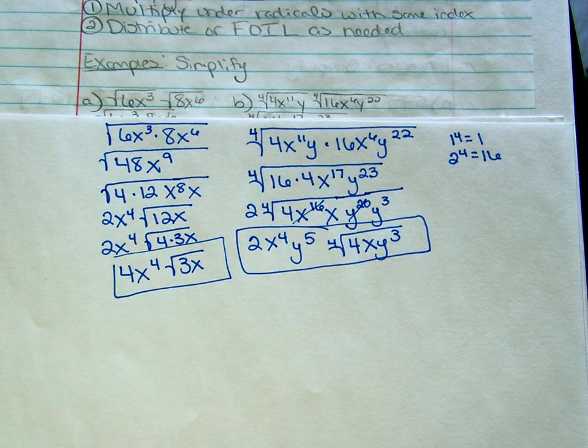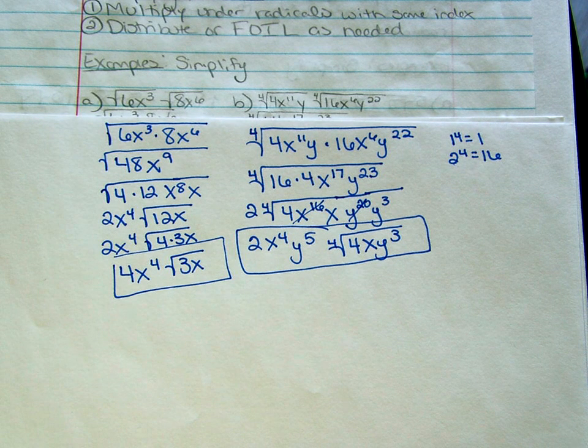Four is not a perfect fourth power, I think is how we would say that. I don't actually know. X to the 1st power and then y to the 3rd power. Both those powers are less than the index, so they are fully simplified at that point. Doing okay?